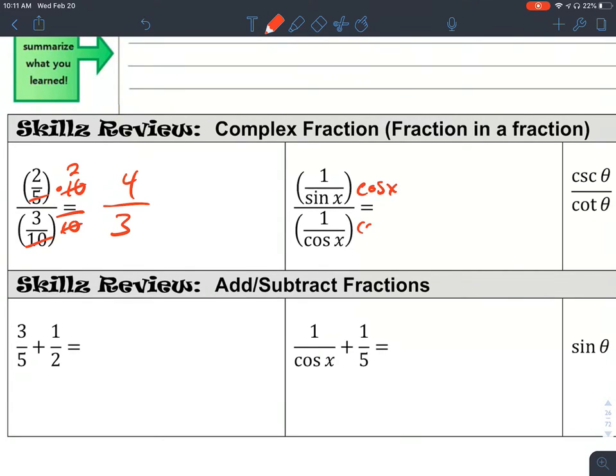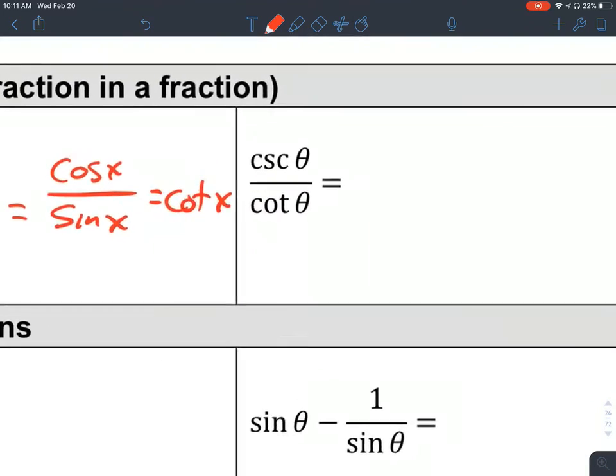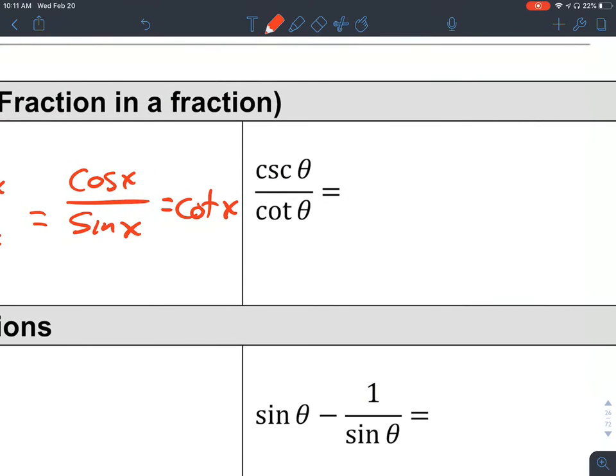This one here, I'm going to multiply. This is not the least common denominator. Multiply by cosine over cosine, that's the same as 1. On the bottom, those cancel. On the top, you get cosine of x over sine of x. And hopefully you know, or you'll know shortly, that's the same thing as cotangent. Well, this is not a complex fraction. What are we talking about?